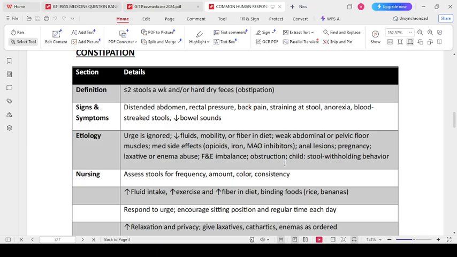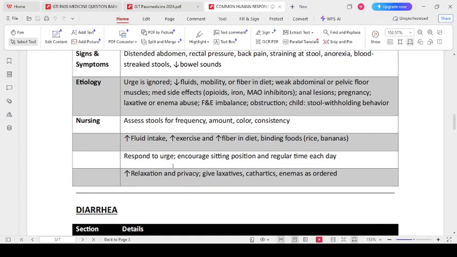Electrolyte imbalances are due to obstruction like intestinal obstruction, or in children it can be due to stool withholding behavior. A nurse can assess stools for frequency, amount, color, and consistency. She can give the patient advice like increased fluid intake, increased exercise, or increased fiber in the diet, like binding foods, rice, and bananas.